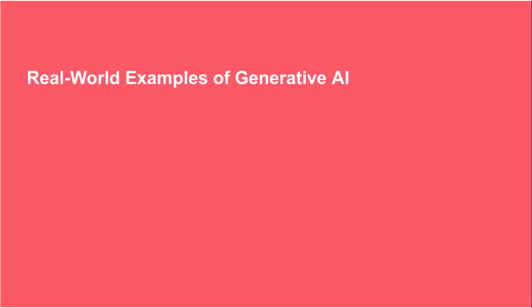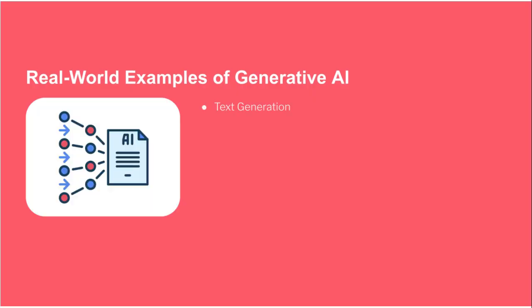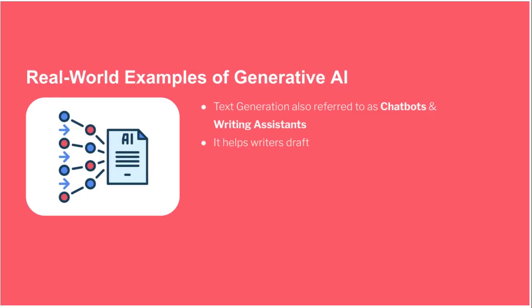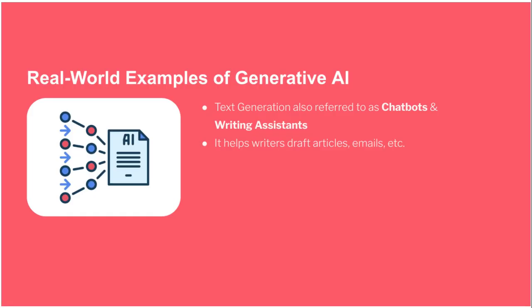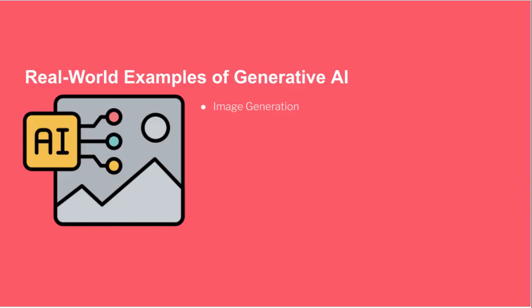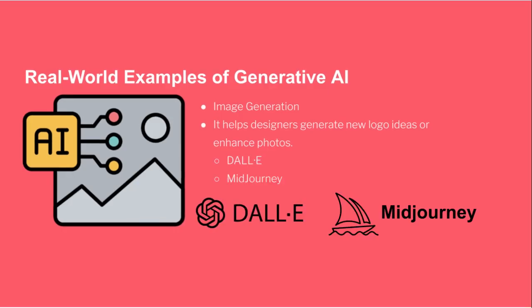Here are some practical examples of generative AI in action. 1. Text generation. Also referred to as chatbots and writing assistants, these are AI-powered tools that help writers draft articles, emails, or even poetry. They generate human-like responses in conversations. Some popular examples include ChatGPT, Bard, and Claude. 2. Image generation. This AI helps designers generate new logo ideas or enhance photos. Tools like DALL-E and MidJourney can create stunning artwork from simple text descriptions.